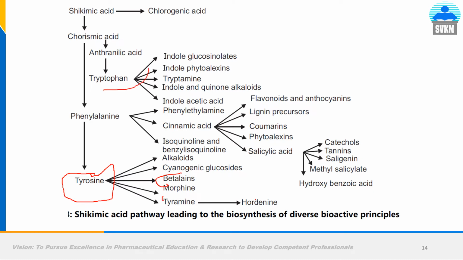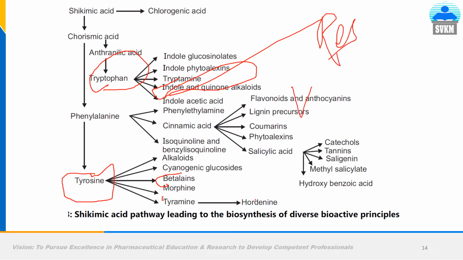Similarly, tryptophan will be utilized for the biosynthesis of indole alkaloids. Indole alkaloid means Rauwolfia serpentina, reserpine, then vinca alkaloid, that is vincristine, vinblastine. So they are the examples of indole alkaloids. Indole is a heterocyclic ring which is made in the plant from tryptophan. Tryptophan is coming from shikimic acid cycle.